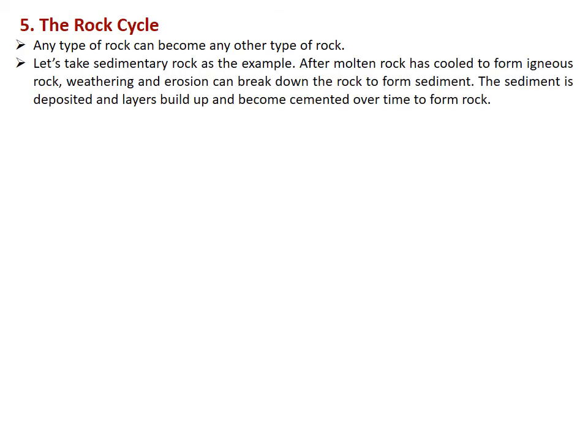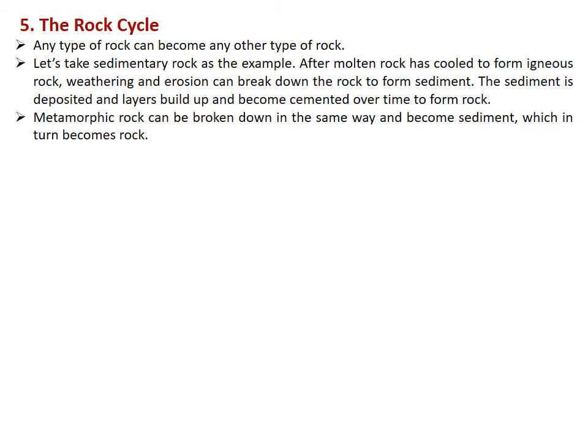Now, let us learn about the rock cycle. Any type of rock can become any other type of rock. Let us take sedimentary rock as the example. After molten rock has cooled to form igneous rock, weathering and erosion can break down the rock to form sediment. The sediment is deposited and layers build up and become cemented over time to form rock.